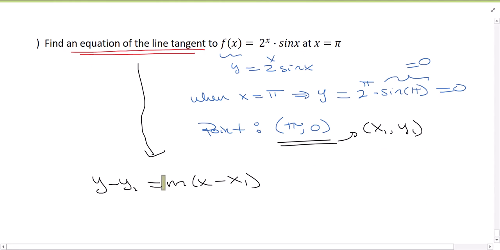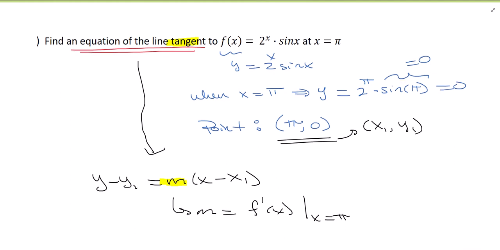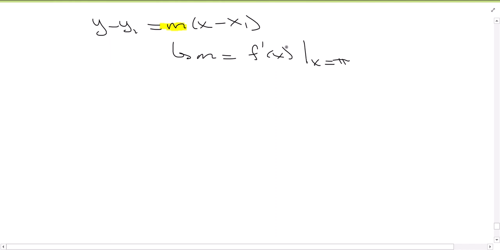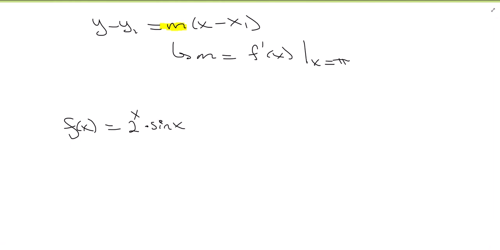And now we need the slope. How do you find the slope for a tangent line? The slope is given by the derivative evaluated at that point. So at x equals pi. So let's go ahead and find the derivative. So let's note our function. Our function is f of x equals 2 to the x times sine x. So let's put that in here. So f of x is equal to 2 to the x times sine x. So that's a hint. Why is that a hint? The times means we need to use what rule?